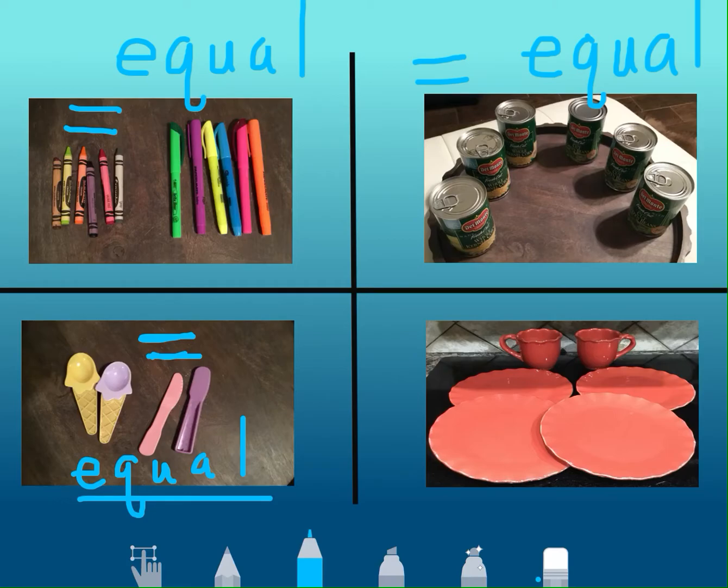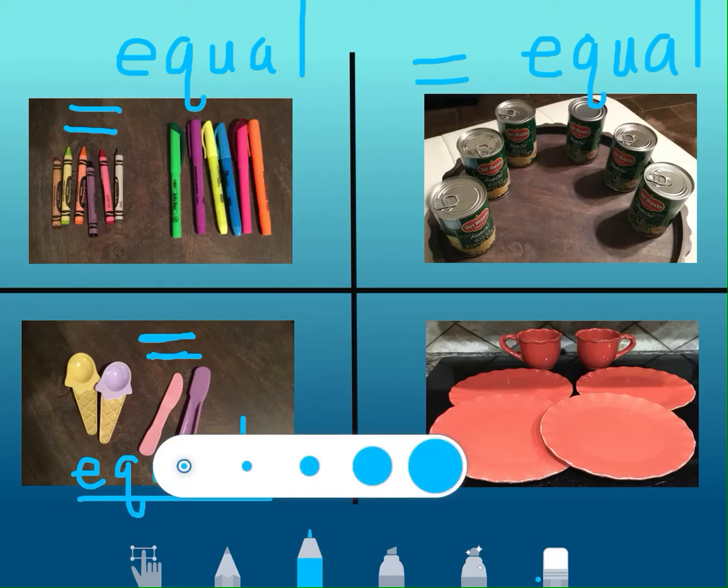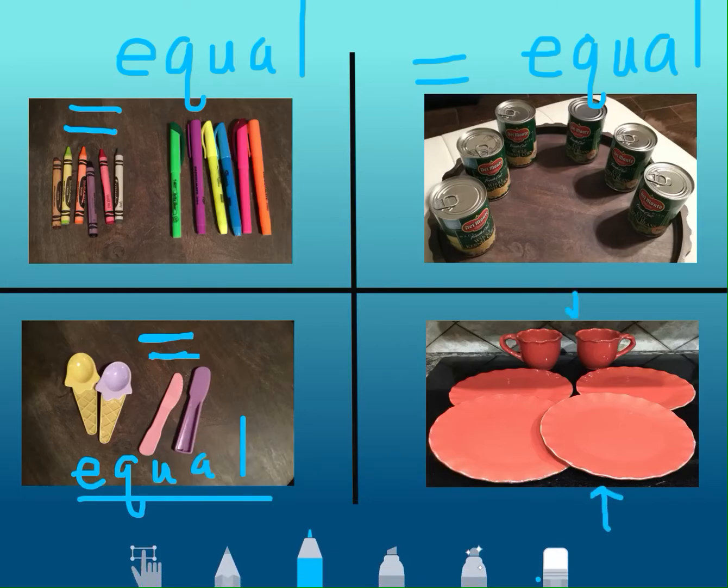Okay, let's look at the plates. Looks like there's plates here and cups here. Okay, I have 1, 2, 3, 4 plates. And I have 1, 2 cups. So there are 4 plates and 2 cups. Are they equal? Are they the same number? Let's find out if they have partners.